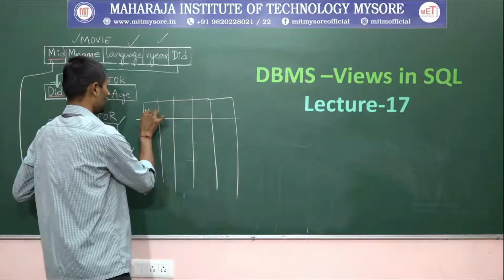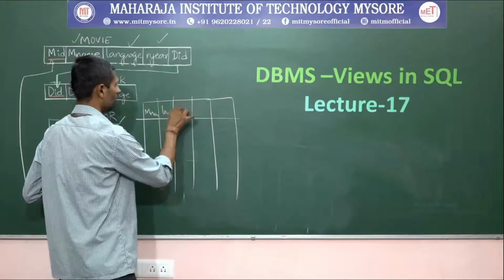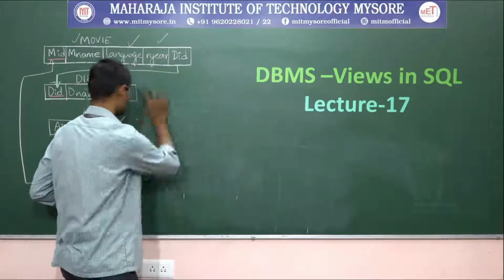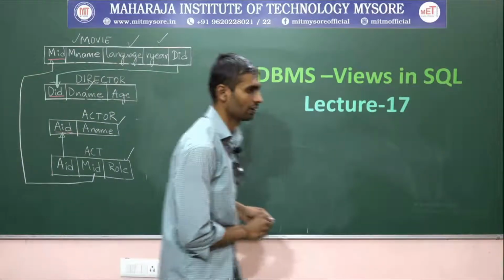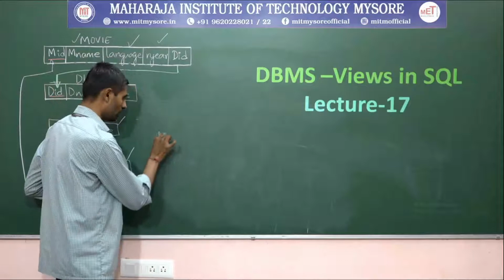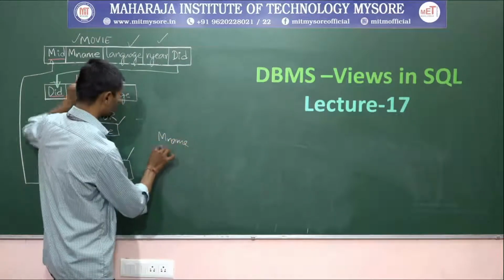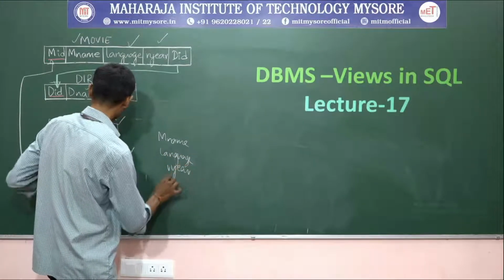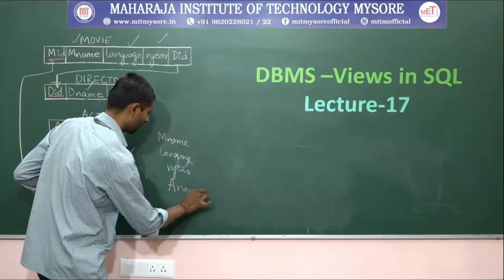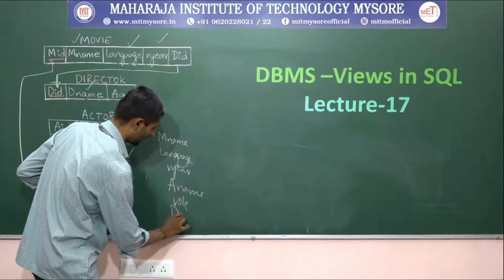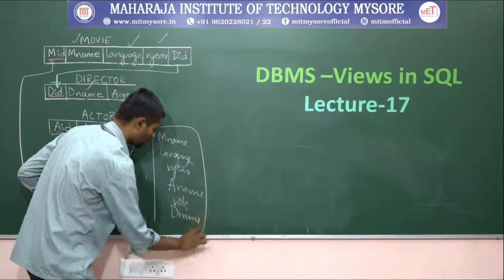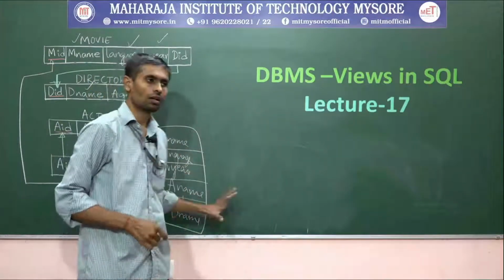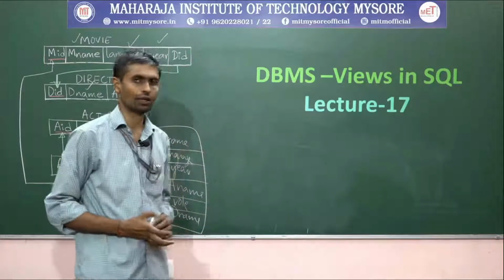There is a problem with respect to space, so I'll write the attribute names only here. What all the attributes I want in my view: m name, this is the interested attribute, language, release year, then actor name, role and the director name. These 6 attributes I want to list again and again, and I want to write some query in future, so I want to have one view which contains these attributes.